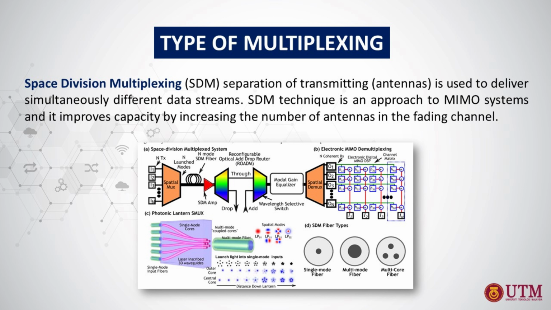SDM improves the overall spectral efficiency by enabling parallel transmission of independent data streams over the same frequency band. It mitigates the effects of fading and improves signal quality by exploiting spatial diversity, enhancing the resilience of wireless communications to interference and environmental factors.